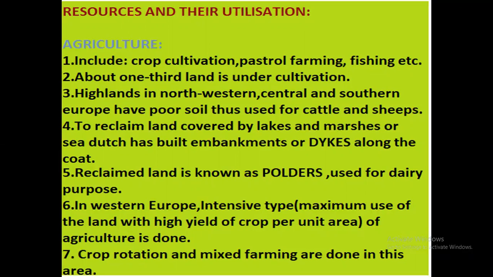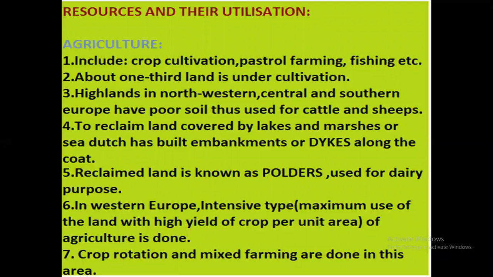Now, one more thing, the most important point of this agriculture paragraph, stated in the fourth point of the slide: to reclaim the land covered by lakes and marshes or sea, Dutch people have built embankments or dikes along the coast. This is coast, okay? Kindly note there is a correction. In the fourth point, the last word is coast. The S is missing. That is a typing error.